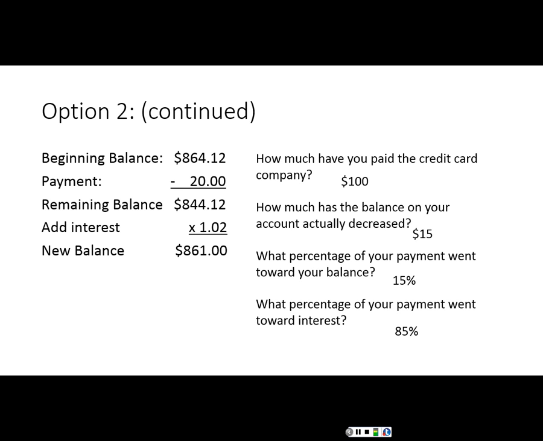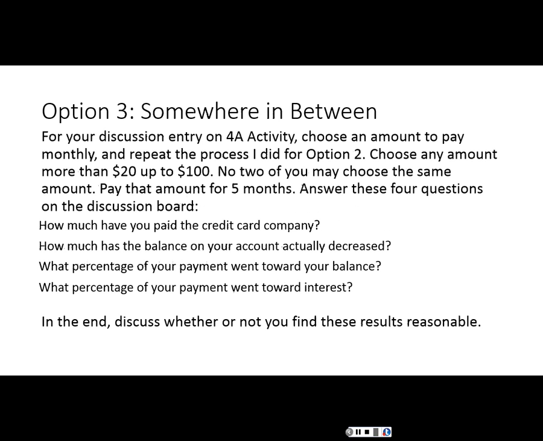So even if you don't have $876 to mail in a check right now, I think we could do better than that. So here's your part of the activity. You're going to choose an amount to pay. And you're going to pay it for 5 months. You're going to repeat the steps that I just did. Only you're not going to use $20. You're going to use something more than $20.